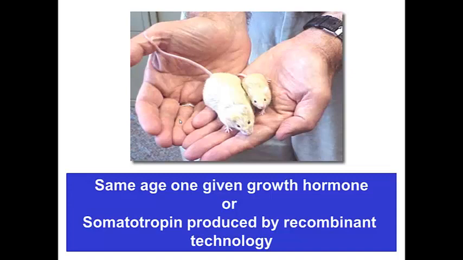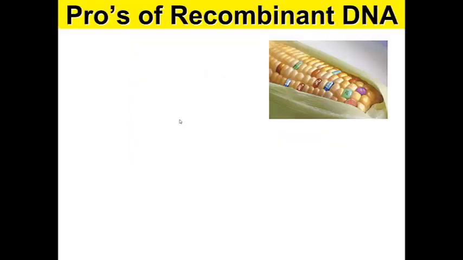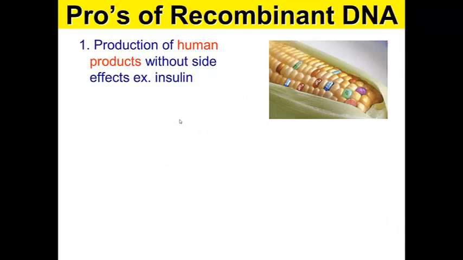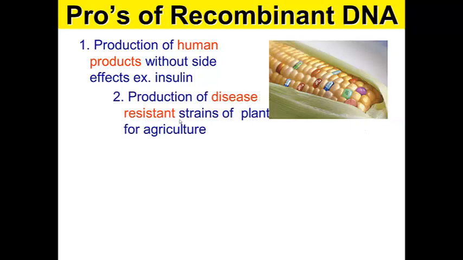What are some uses? These two mice are the same age. One has been given growth hormone and the other one hasn't. The growth hormone that the mouse was given came from recombinant DNA technology. What are some pros about recombinant DNA technology? You can produce human products without side effects, so things like insulin.